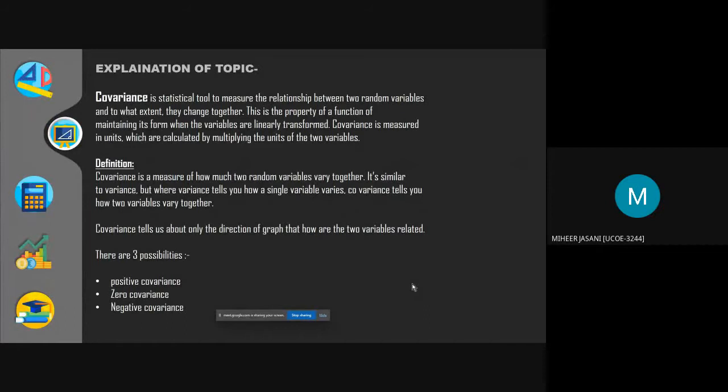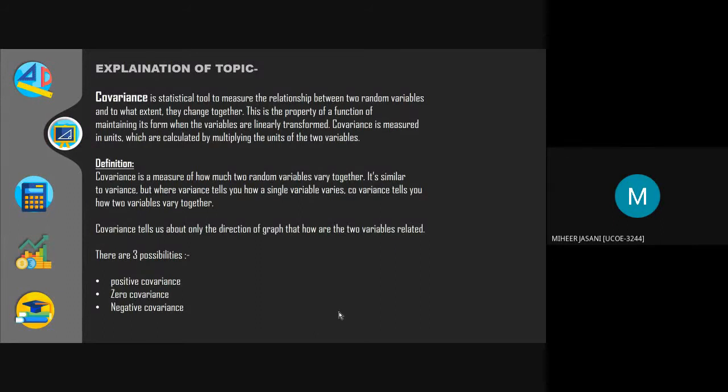Now let's understand this topic called covariance in a simple and effective way. Covariance is a statistical tool to measure the relationship between two variables, or we can say between two random variables, and to what extent they vary together. It is a property of function that helps us identify various outcomes of a variable and know the behavior of the variable in more detail. So this was all about the term covariance. Now let's see the definition.